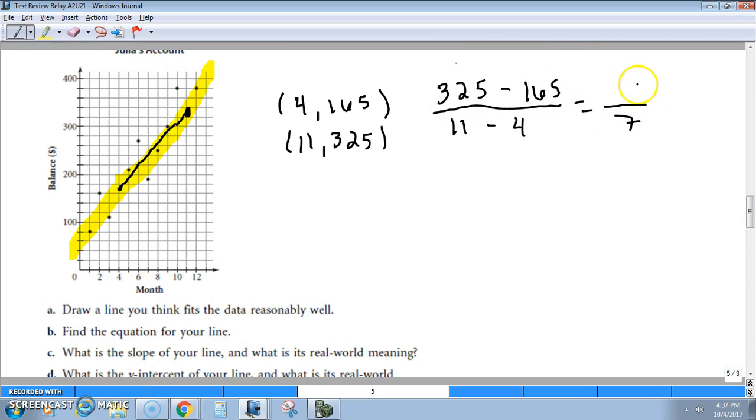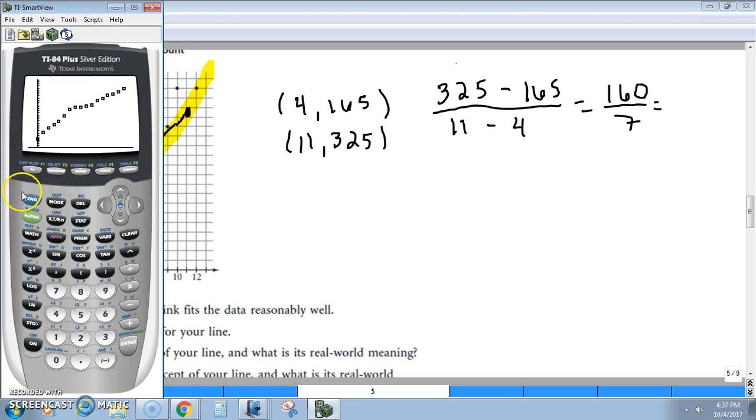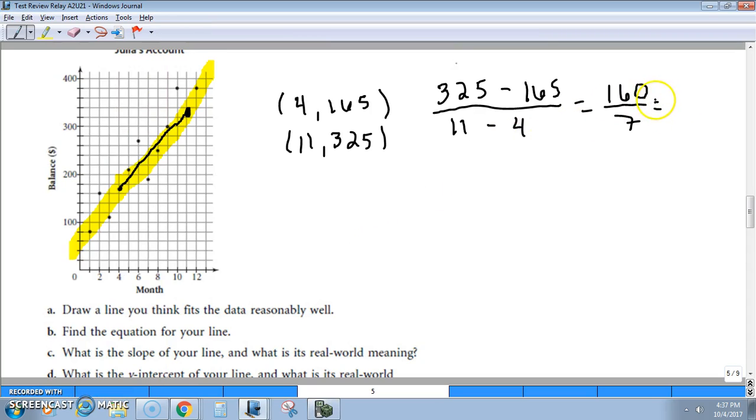And 325 minus 165, I think I'm doing mental math here, so if I did that wrong, 160. So 160, that's kind of a weird fraction. It doesn't mean much. So I'm going to go ahead and do the division. 160 divided by 7. I'm going to use the calculator. 160 divided by 7, so approximately 22.86. I'm going to say approximately because I rounded.